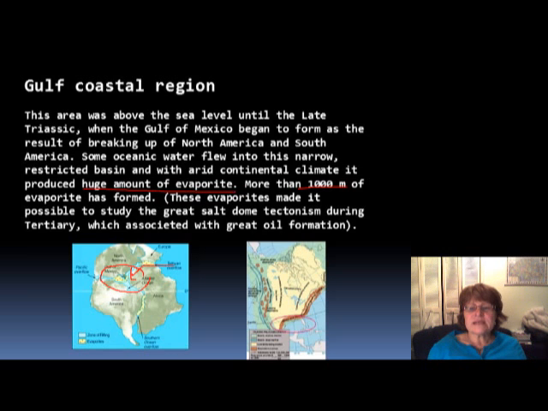So these evaporites made it possible for the geologists to study the so-called Great Salt Dome tectonism during the Tertiary, which is associated with really great oil formation. Not really the formation, but rather oil traps, formation of oil traps.